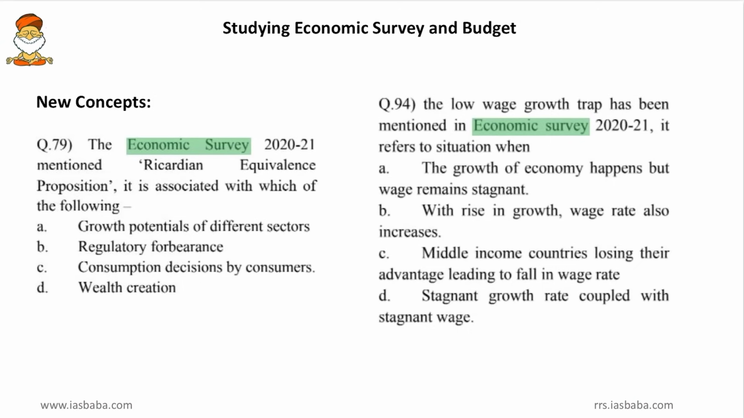Now coming to new concepts. So what are the new concepts and how they are being inducted into the economic survey? Friends, economic survey 2020-21 provided for the Ricardian equivalence proposition. So friends, this Ricardian equivalence proposition can appear in the prelims exam likewise. So Ricardian equivalence proposition is associated with which of the following? So such questions can be asked. So it is our duty to search for new concepts and learn them.